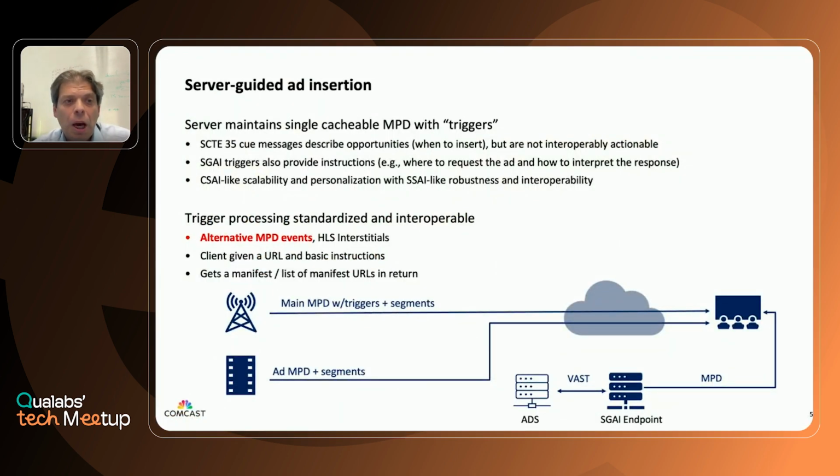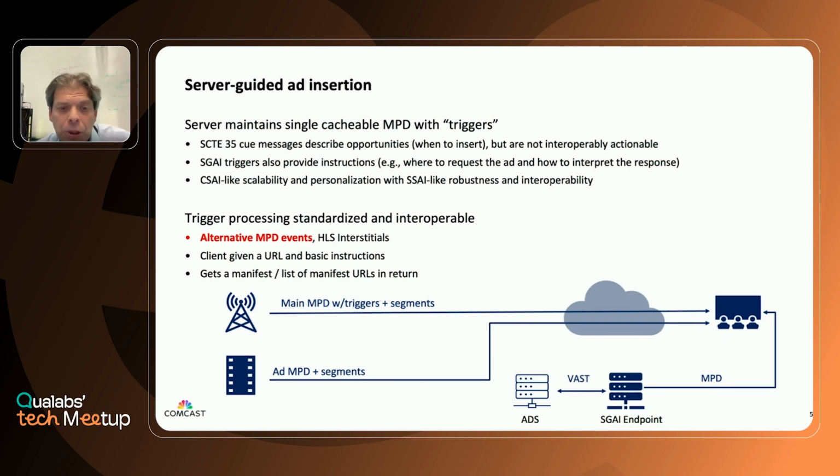So first of all, alternative MPD, or how to do interstitials in Dash. We'll start with what is guided ad insertion, because we'll need this for the continuation. But we have, instead of the normal client side or server side, an MPD that is cacheable, like in client side. It has triggers. Typically, you have SCTE-35 messages. Here we have triggers, for instance, alternative MPD events in our case, and they tell you instructions what to do and what you are going to get, as opposed to SCTE-35, which is pretty good in describing time periods, but not what to do.